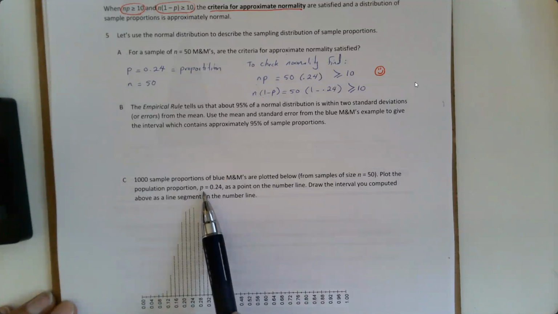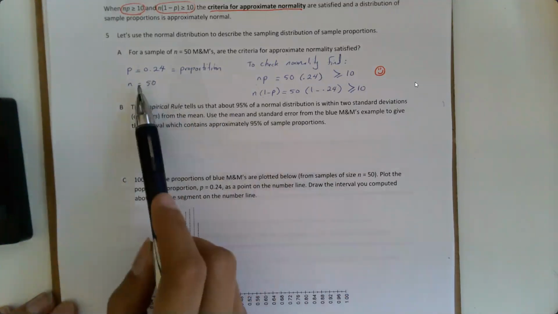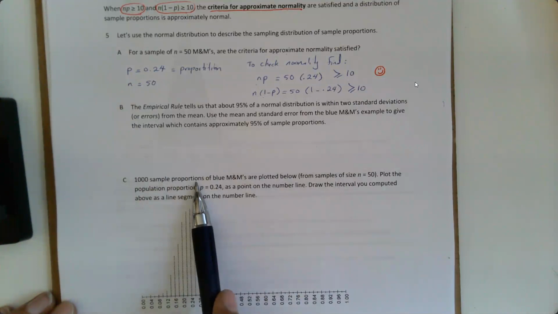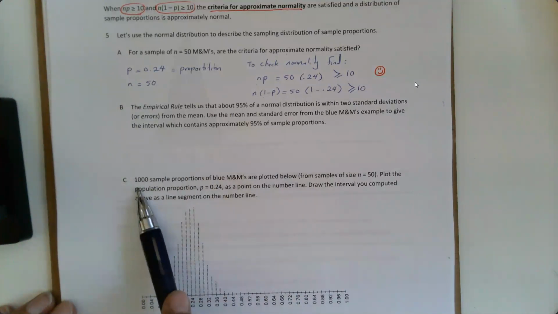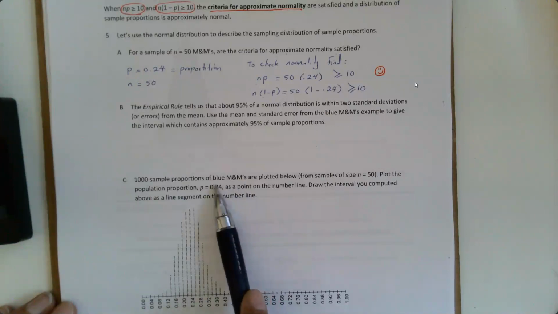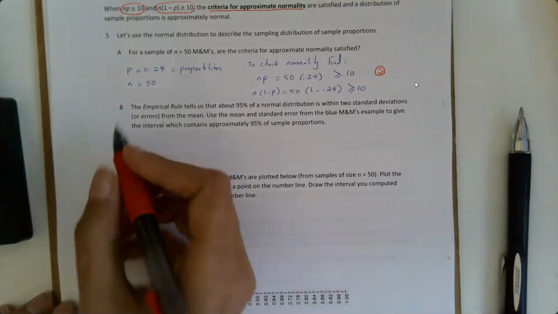Note that P is given to us as 0.24, which is the same as before. The sample size that we can use is 50. Here you have 1,000 sample proportions. So it's taken 1,000 times from M&M's bags, and we were looking for the blue colors. Okay, so we know the steps. The normality check.